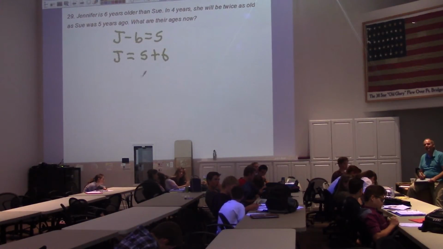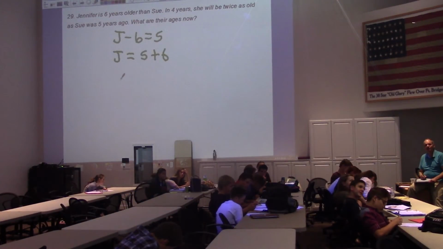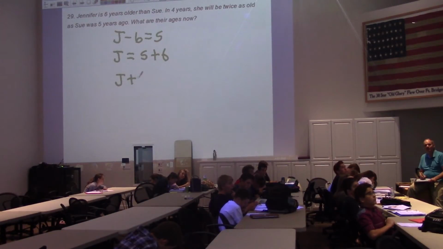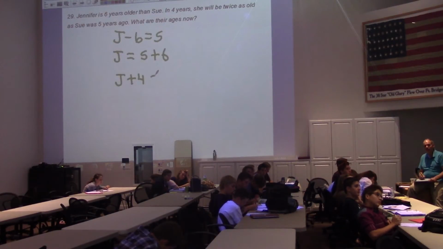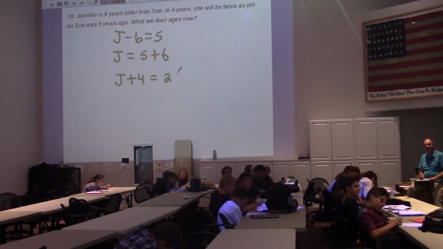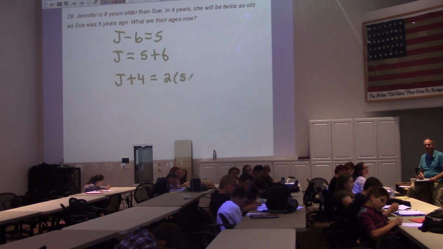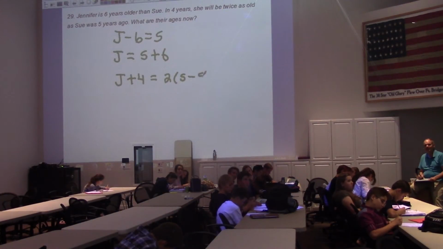Okay, so in 4 years, what does that mean? In 4 years, so J plus 4, she will be twice as old as Sue was 5 years ago. 2 times S minus 5. So 2 parentheses S minus 5. Does that make sense, guys?